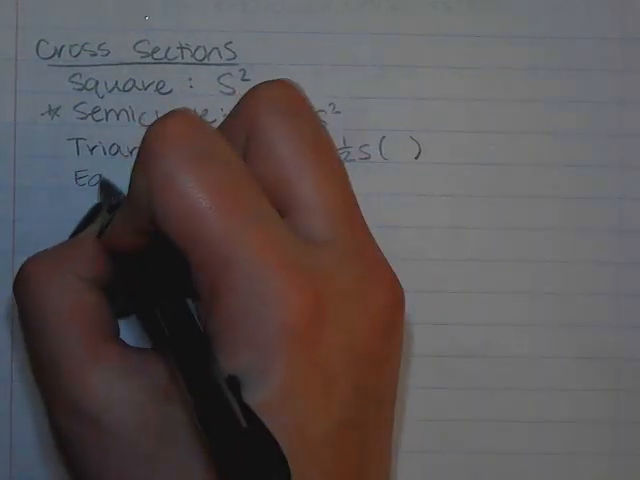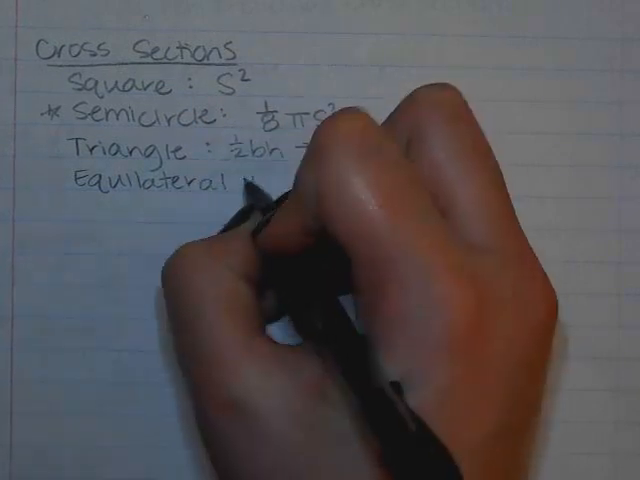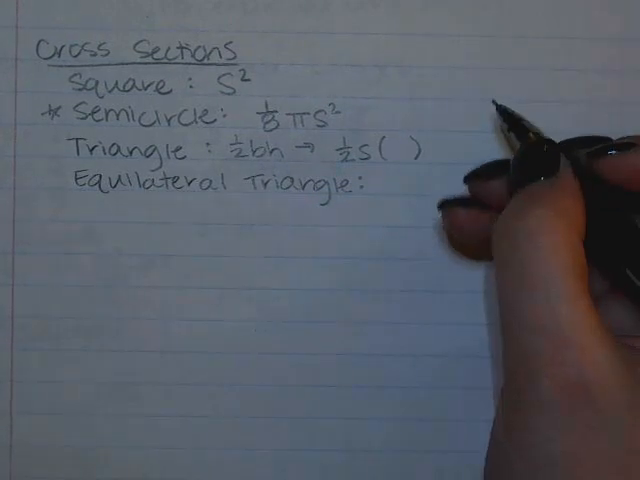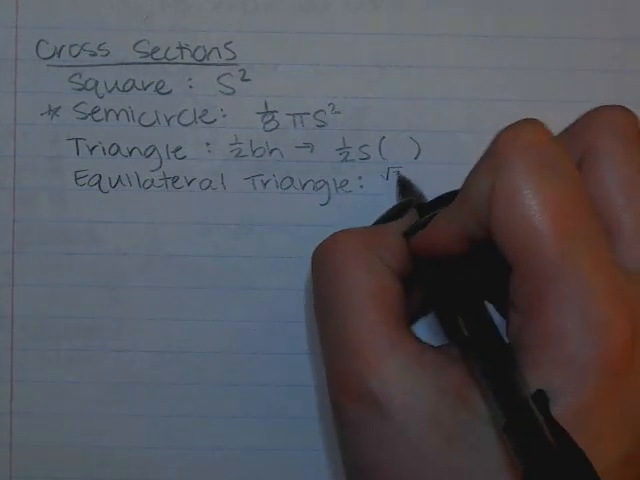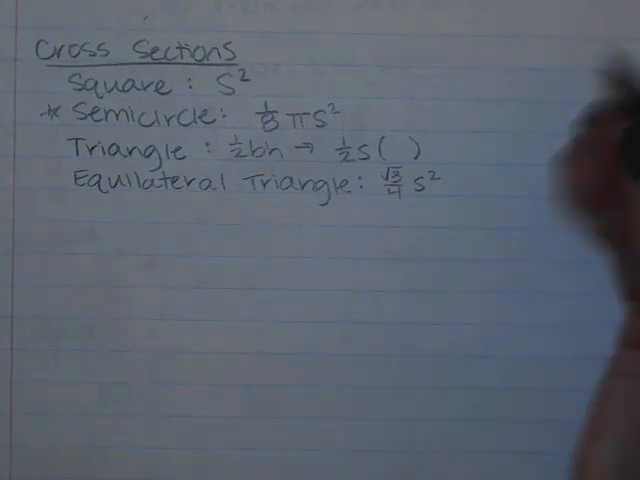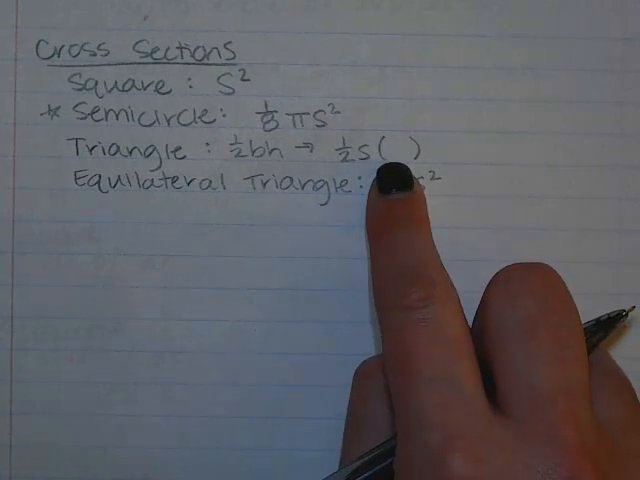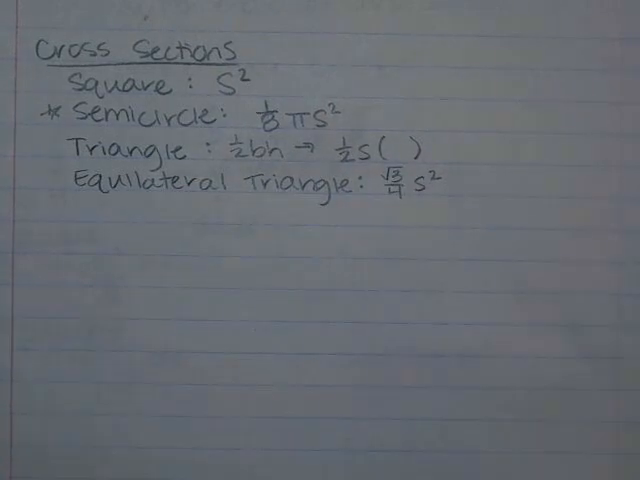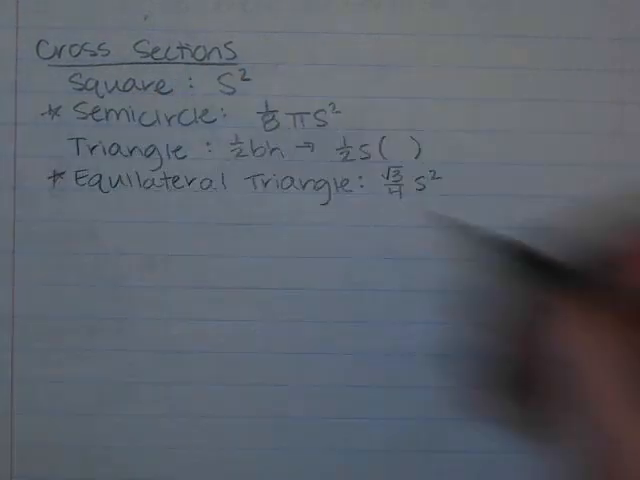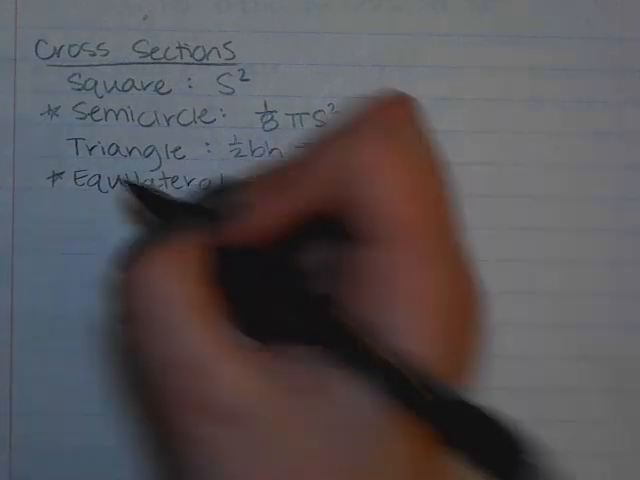Another one is an equilateral triangle. If you guys recall, an equilateral triangle is one where all three sides are the same length. And this is another one that we would memorize. It's √3/4 s squared. And that's because it's 1/2 times base, and then the height would be √3/2. And that's just something that we know that's a relationship in equilateral triangles. That's one that I would memorize because it's not easy to just make up off the top of your head.